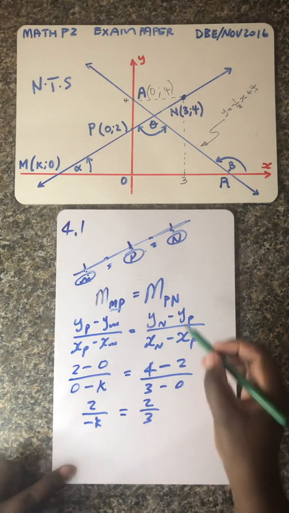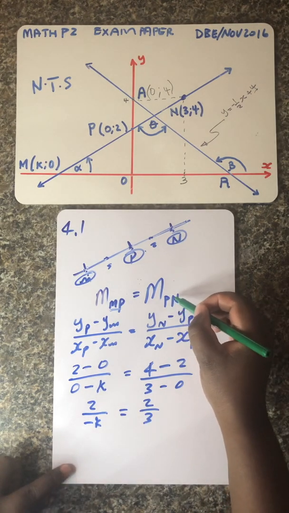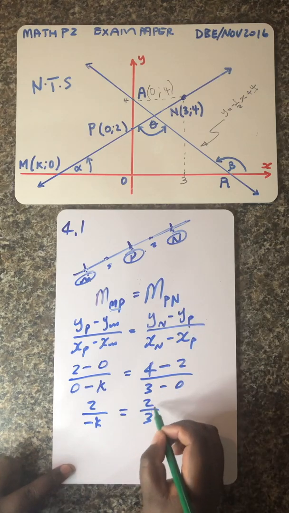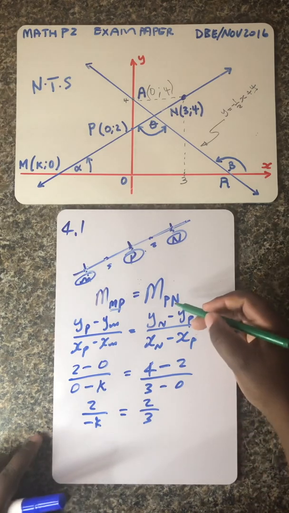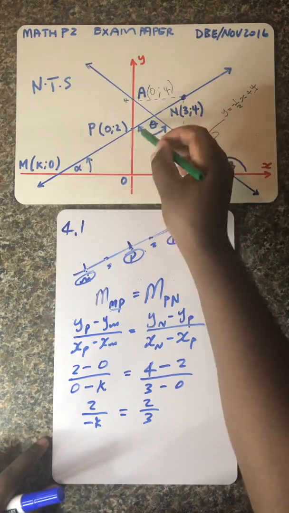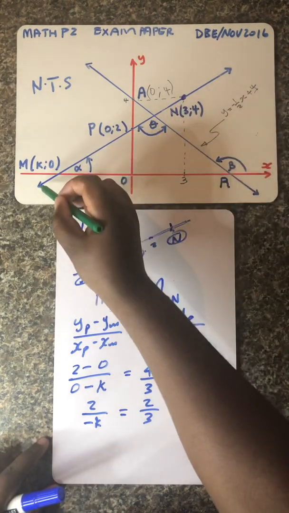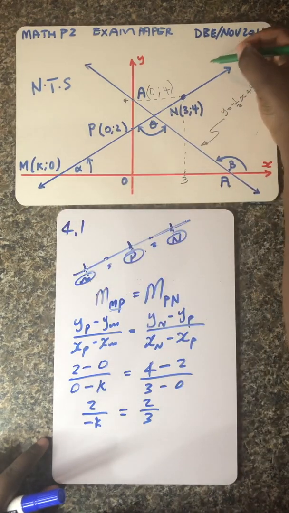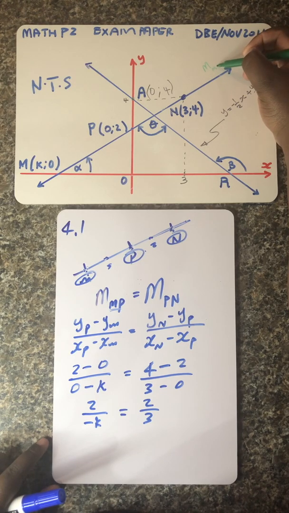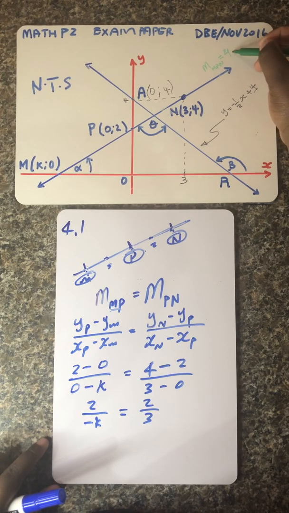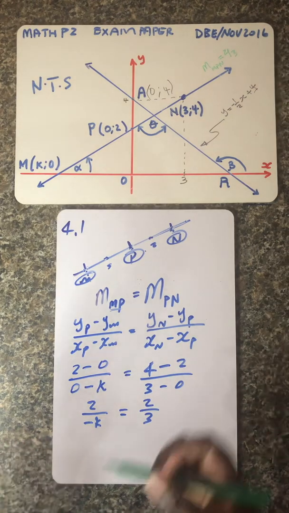Guys, that means the gradient of Pn is equal to 2 over 3. So the gradient of Pn, this is Pn. Pn is that point and it falls along that straight line. So that means m, which is the gradient of Pn, is equal to 2 over 3.